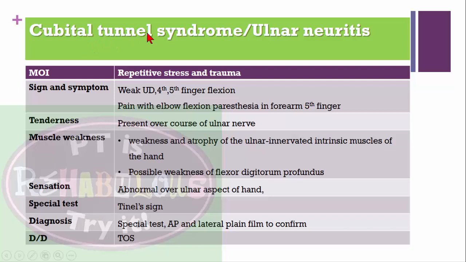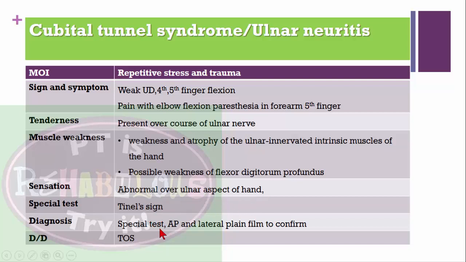Let's see cubital tunnel syndrome, that is also known as ulnar neuritis. Mechanism of injury: repetitive stress and trauma. Signs and symptoms: weak ulnar deviation, fourth and fifth finger flexion is affected, pain with elbow flexion, and paresthesia in the forearm and fifth finger. Tenderness is present over the course of the ulnar nerve. Muscular weakness is present: weakness and atrophy of ulnar innervated intrinsic muscles of the hand, and possible weakness of the flexor digitorum profundus muscle. Sensation is abnormal over the ulnar aspect of the hand. Special test: Tinel sign is positive.